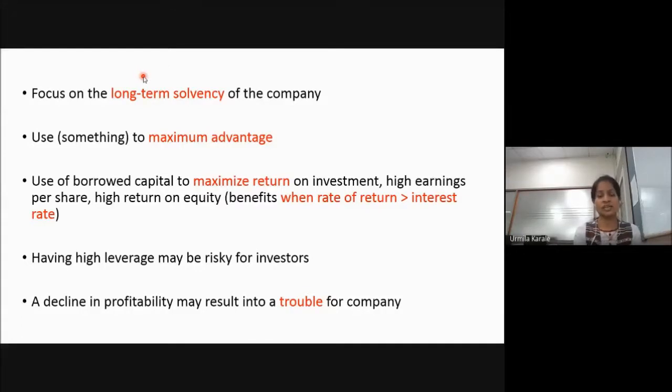Now in the next slide, you can understand when we talk about leverage ratios, basically we are talking about long-term solvency, if the company will be able to pay off all the things or not, and that is going to give you maximum advantage. Okay, when you are taking borrowed funds, returns are maximized. Now which returns are we talking about? So you are going to get more return on your investment, more return on your shares, and on the equity investment shareholders are also going to get high return, because when the rate of return is more than the interest rate which you are paying, then only this is going to result. This we have also seen when we saw the trading on equity concept.